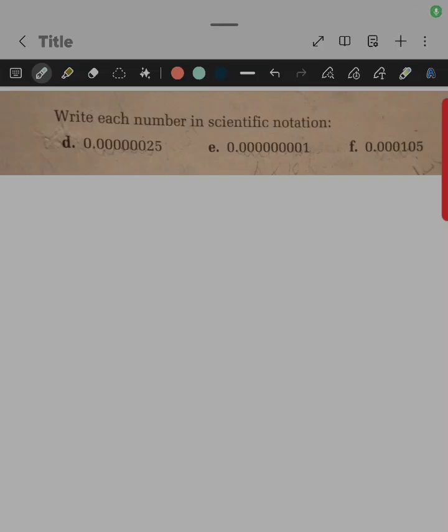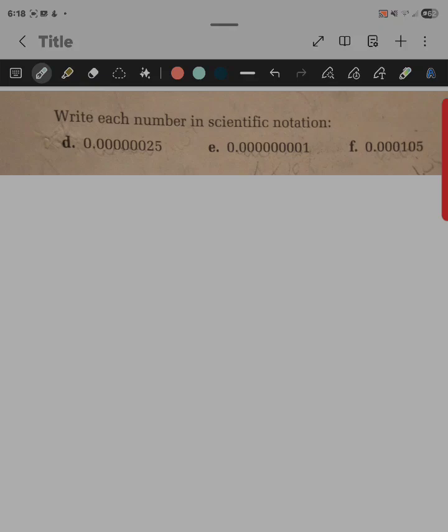Ladies and gentlemen, this is questions D through F on the lesson practice, the practice set on the bottom of page 385. It says, write each number in scientific notation. Well, this is kind of a new concept, but it's actually pretty easy. Once you get to do a couple of them, you're going to get the hang of it very quickly.